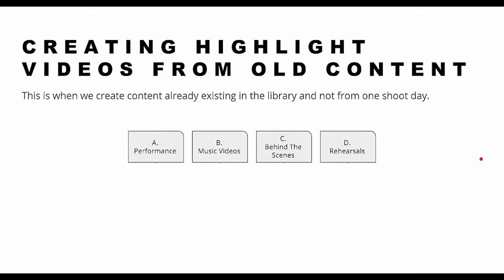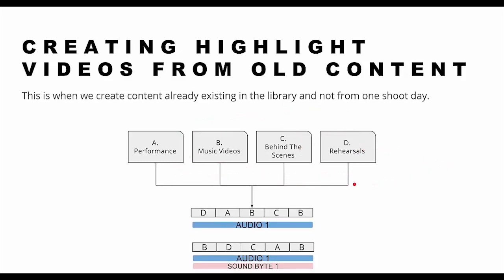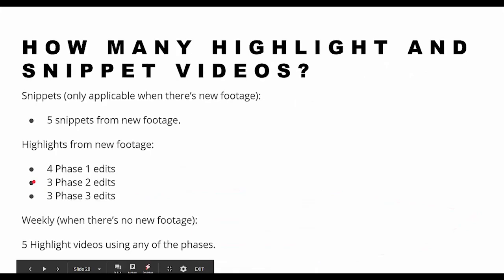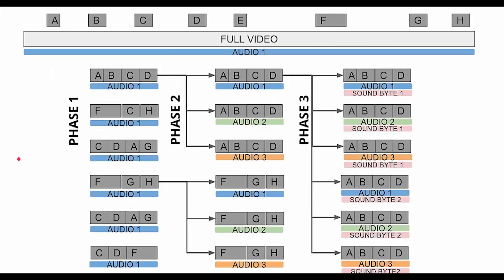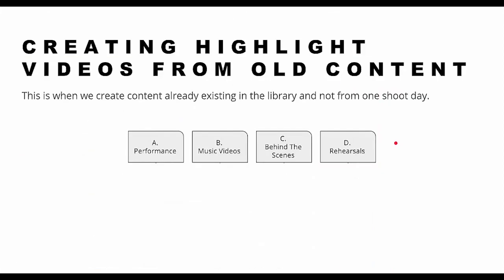So here's a quick thing on creating highlight videos from old content. Say you have a library. We use all our stuff, as you guys have seen in Google Drive. So you'll see different libraries: performance, music videos, behind the scenes, rehearsals. You can do the same thing here, mix it all up, get moments from rehearsals, performances, and throw in an audio track. Same thing here, different order, audio track, add a soundbite. Okay, and you can just take it through the phases. You don't necessarily have to have new footage, just use what you currently have.